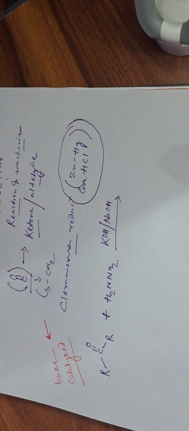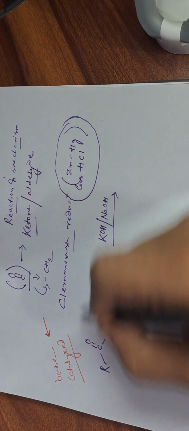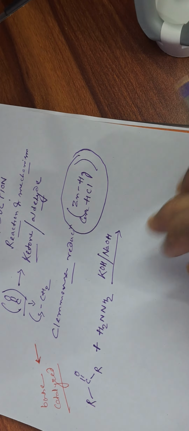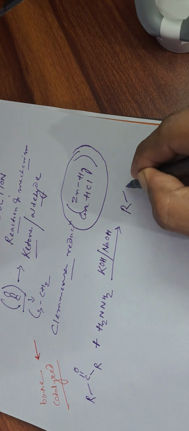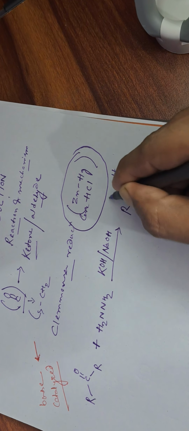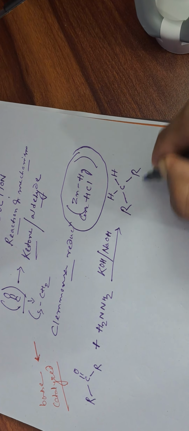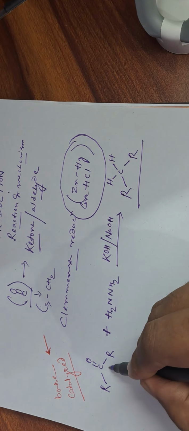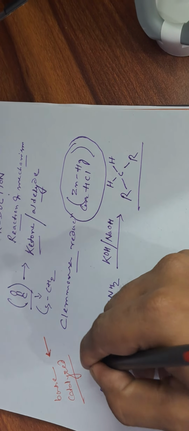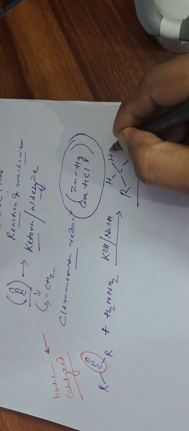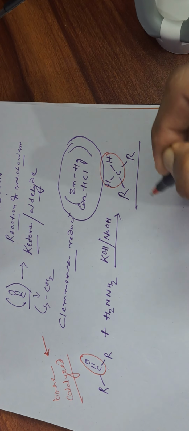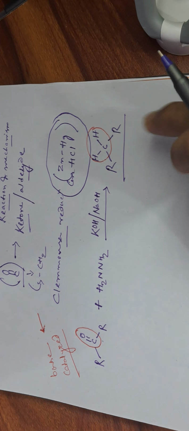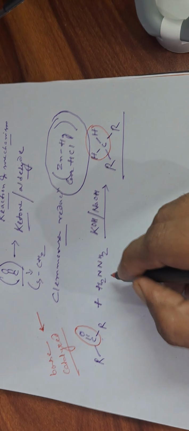So what happened here? If we have this combination, that means a keto along with hydrazine and KOH or NaOH, what am I supposed to get? The R-C double bond O is getting converted to an alkane. Earlier it was C double bond O, and later on this C double bond O, after catching hydrogen, gets converted to CH2. So this is the Wolff-Kishner reduction reaction. Now let's see the mechanism which is followed over here.